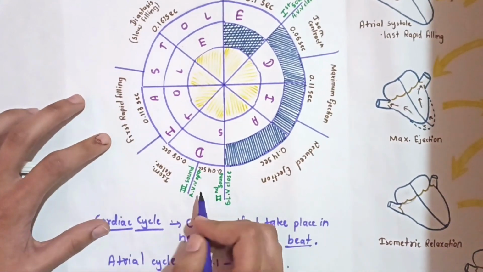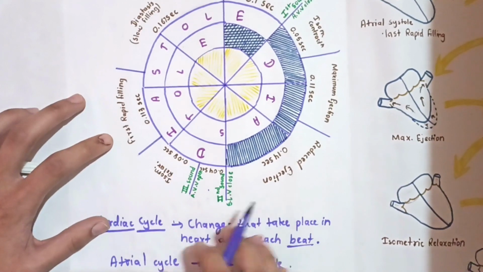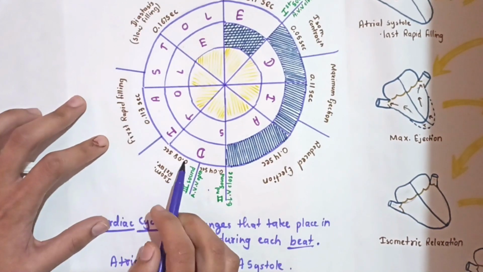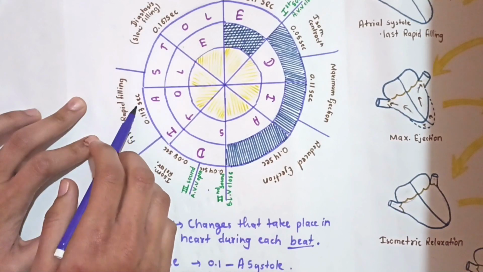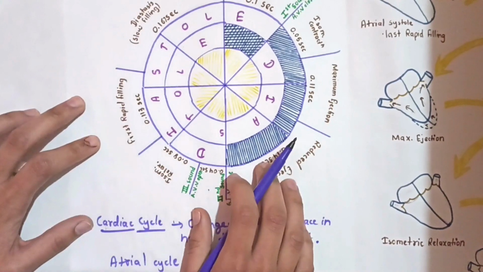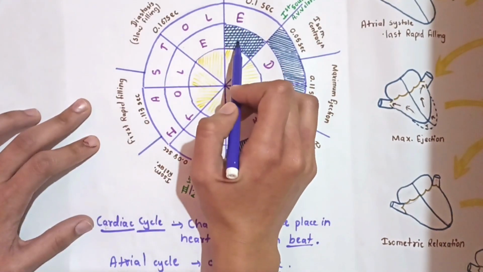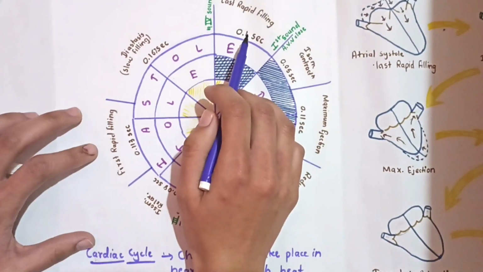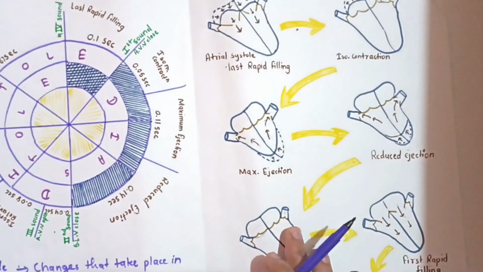And in diastole there is protodiastole for 0.04 second, isometric relaxation phase for 0.08 second, first rapid filling in 0.11 second, and diastasis, that is slow filling, in 0.16 second. Also the last rapid filling for 0.1 second, which coincides with the atrial systole phase here. So let me explain you with the diagram.